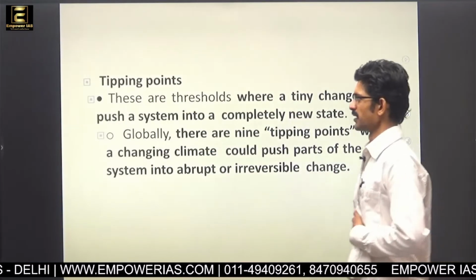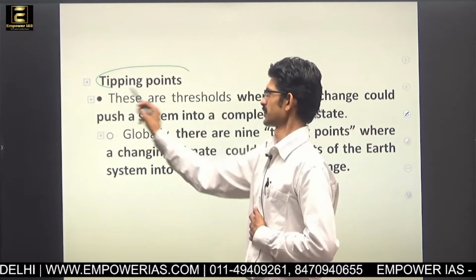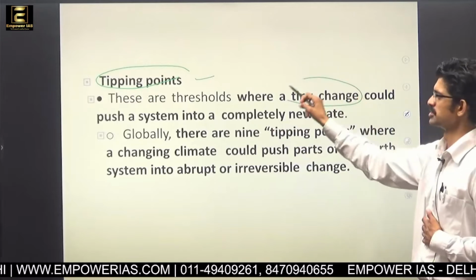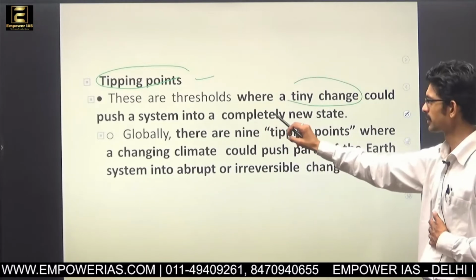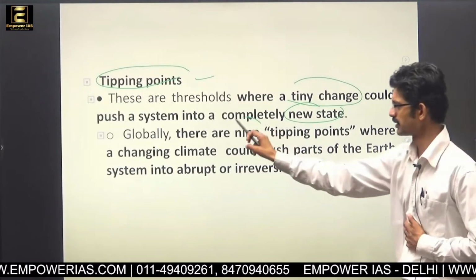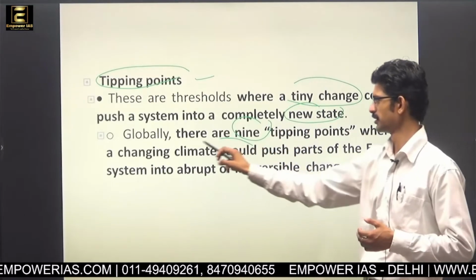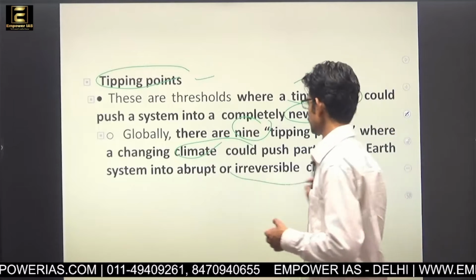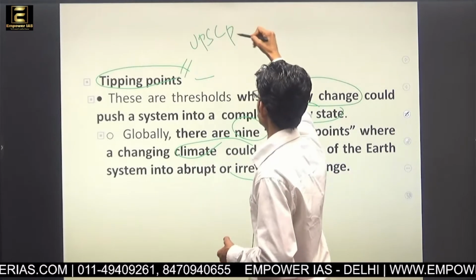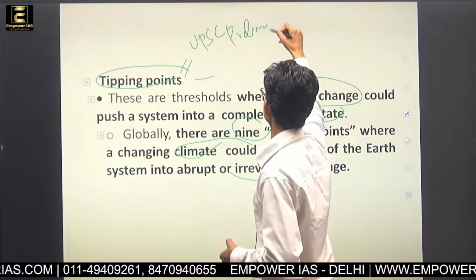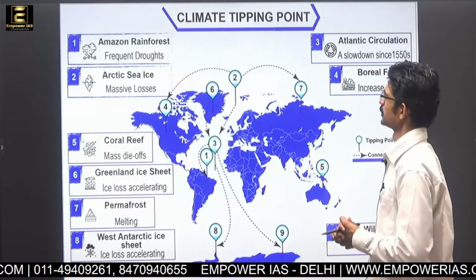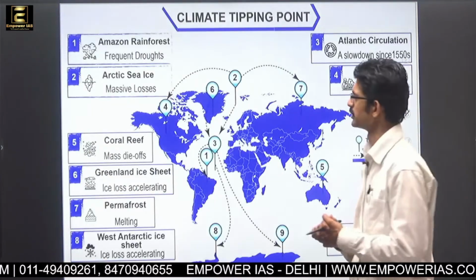Now the next part is the tipping point. What are tipping points? These are thresholds where tiny changes could push the system and a completely new state is formed. So there are 9 tipping points where change in the climate could push a tipping point to irreversible change. Very important for UPSC prelims 2022. तो हम देखते हैं what are the climate tipping points on the earth.